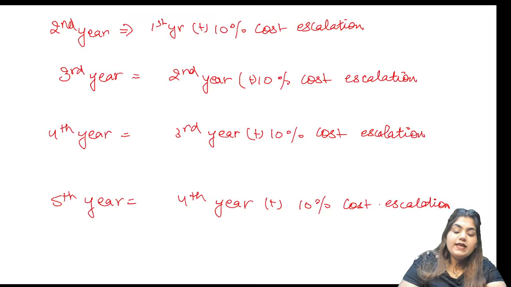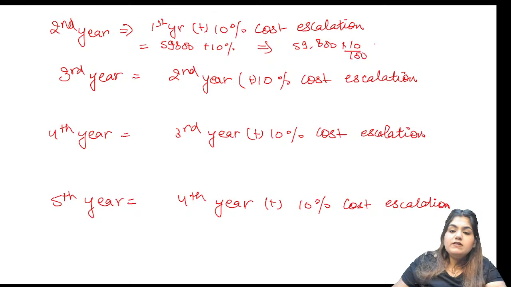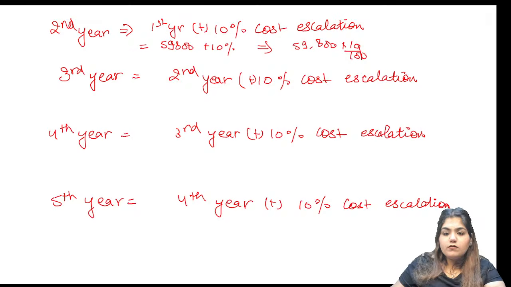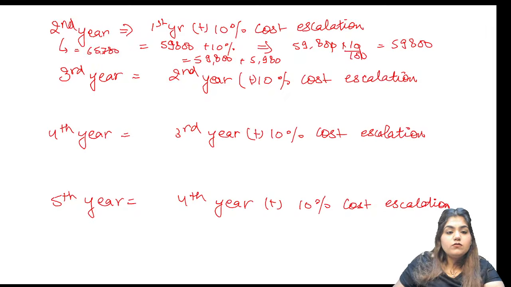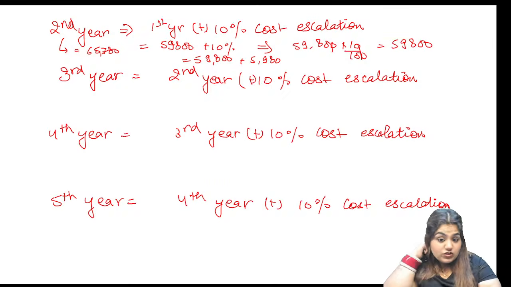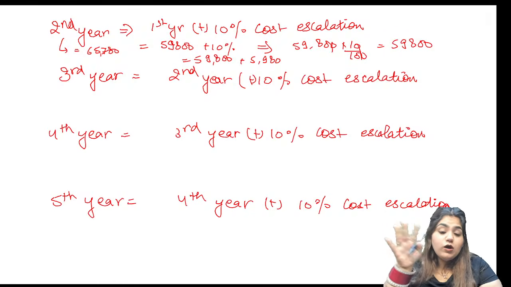So the first year we got is 59,800. 59,800 plus 10%, that will be equal to 59,800 into 10 upon 100. 59,800 plus 5,980 rupees will be equal to, calculate करके कौन बताएगा, this will be equal to 65,780. सुशील जी, you are writing no. No समझ नहीं आया या no doubt.